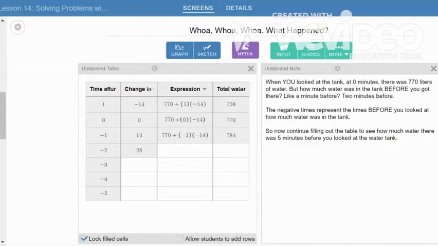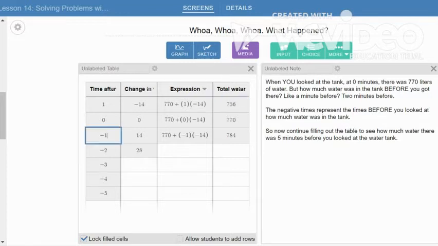So what's different about this table here is notice now you have negative times. So if we connect back to the time of 0, this is when you looked into the water in the tank and there were 770 liters of water in the tank. The tank is leaking, right? Water is coming out of it. So after 1 minute, 14 liters of water leaked out. So you had one group of 14 drain out, and now you have 756.